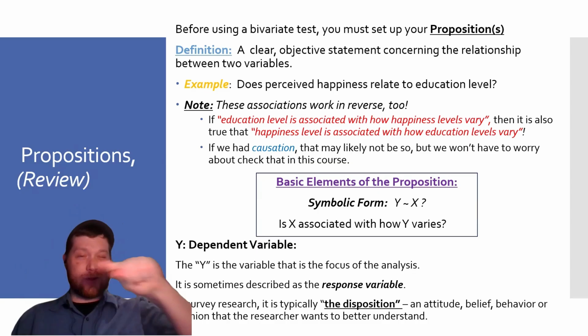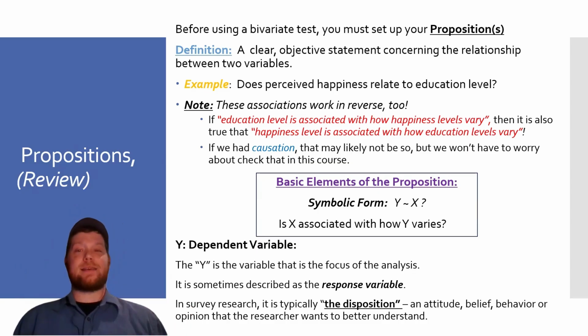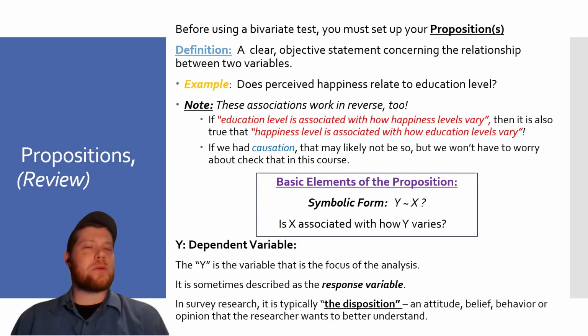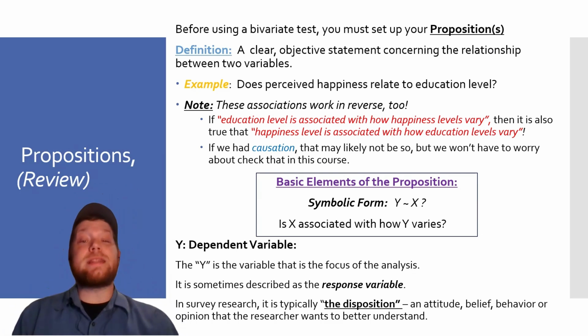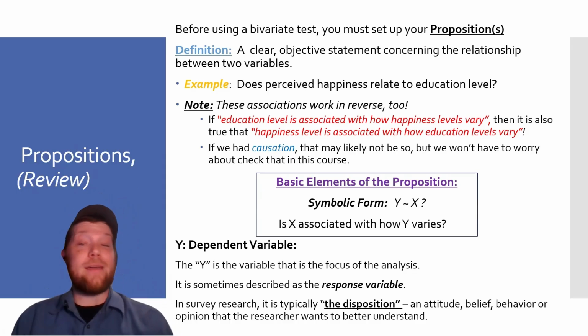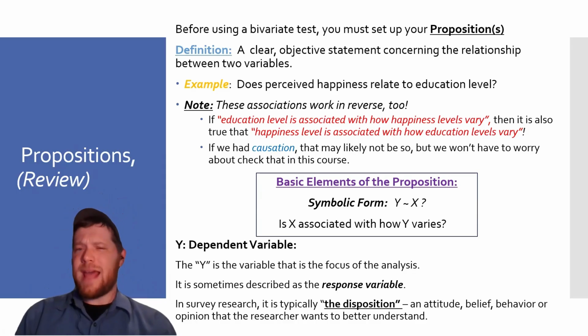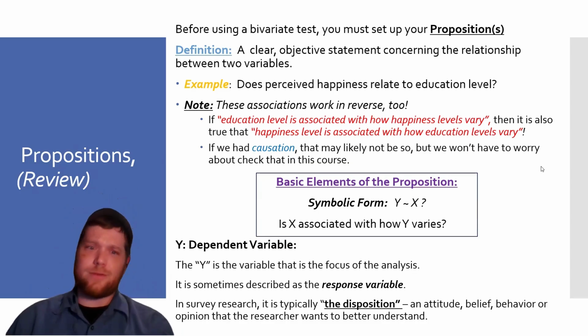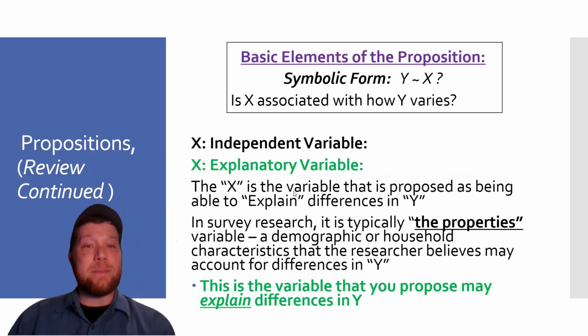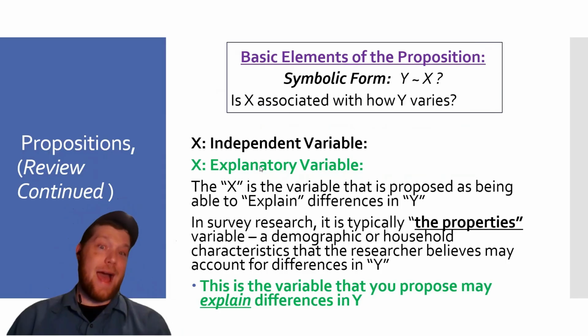The symbolic form is Y, the little squiggly thing called a tilde, X. The question: is X associated with how Y varies? Y in our case is going to be considered the dependent variable or response variable, and that's the focus of our analysis: usually a disposition, an attitude, a belief, a behavior, maybe something that we could better understand through other possible values. Then our independent or explanatory variable is X.